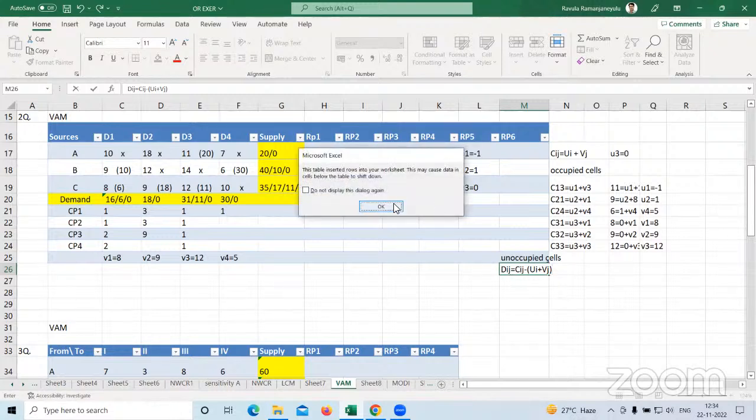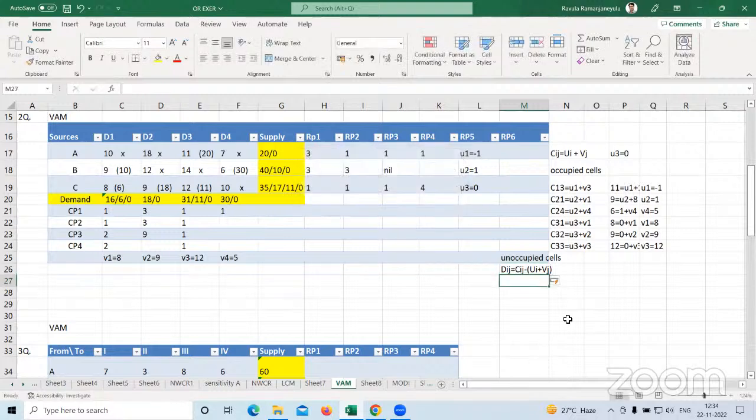As I told you, this VAM method, whatever we are doing, mostly will be near to optimal or sometimes optimal also. Only one step beyond the optimal solution. So first, which are the unoccupied cells that we consider? Which are the unoccupied cells?